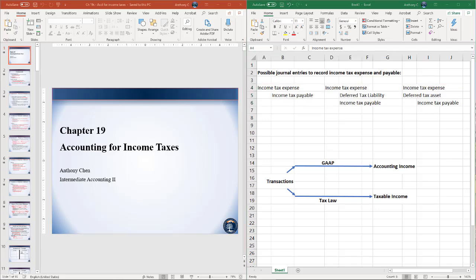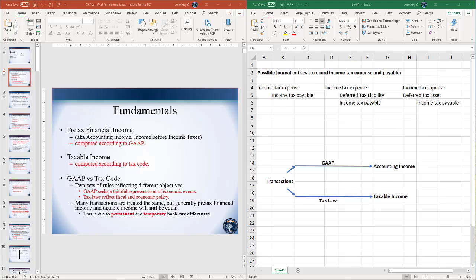So there's really two basic questions in this chapter. First, which one of these three journal entries are we going to make? And then, given that we're going to make these journal entries, what amounts are we going to debit or credit each account for? To answer these questions, we'll start by learning the fundamentals of income taxes.